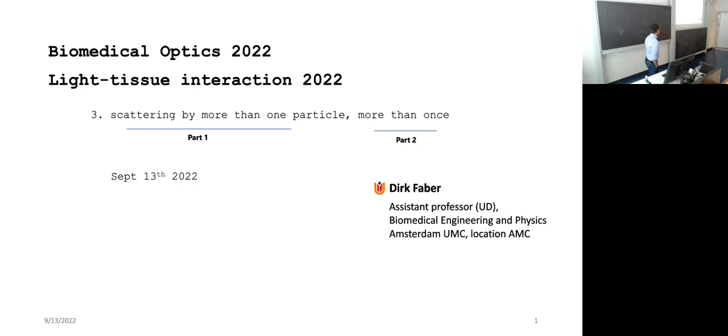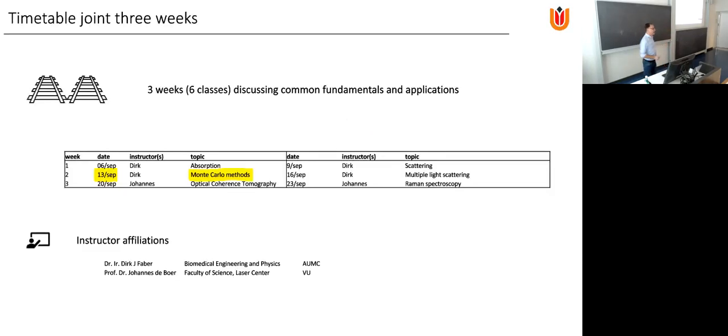The topic of today, although the title of the class is Monte Carlo simulations, what I actually want to talk about today is scattering by more than one particle more than once. What we did last week was really try to calculate and see how scattering by only one isolated particle behaves. Of course, this issue is much more than that, so we have to scale things up a little bit. So more than one particle and more than once. A big part of that will be discussing Monte Carlo simulations. That is why it is called that in the sketch.